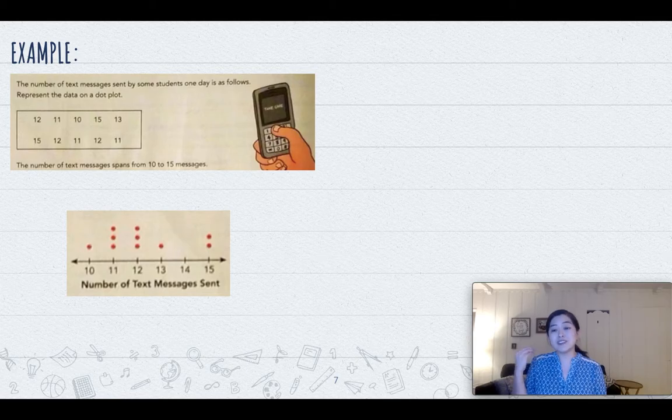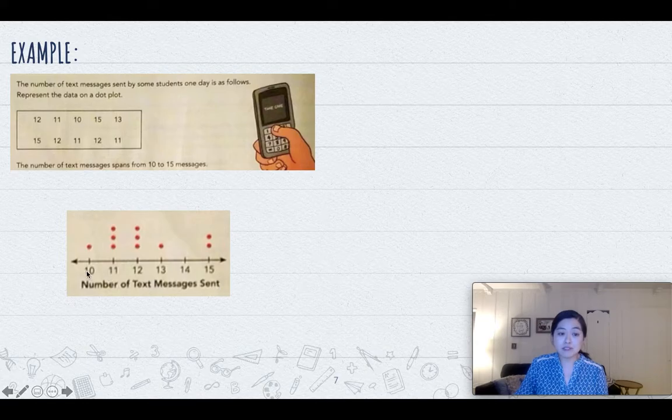And to be even more detailed, it'd be great if you could label your horizontal axis here. This label describes the numbers on your number line. We're not talking about the actual dots. The actual dot represents one student in this scenario, but the label of this horizontal axis refers to the numbers here, 10, 11, 12, 13, 14, 15, which talk about the number of text messages sent.